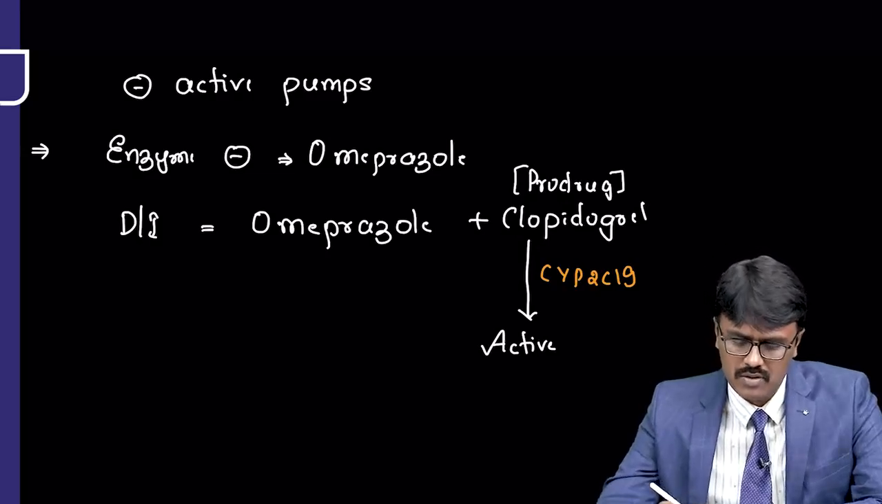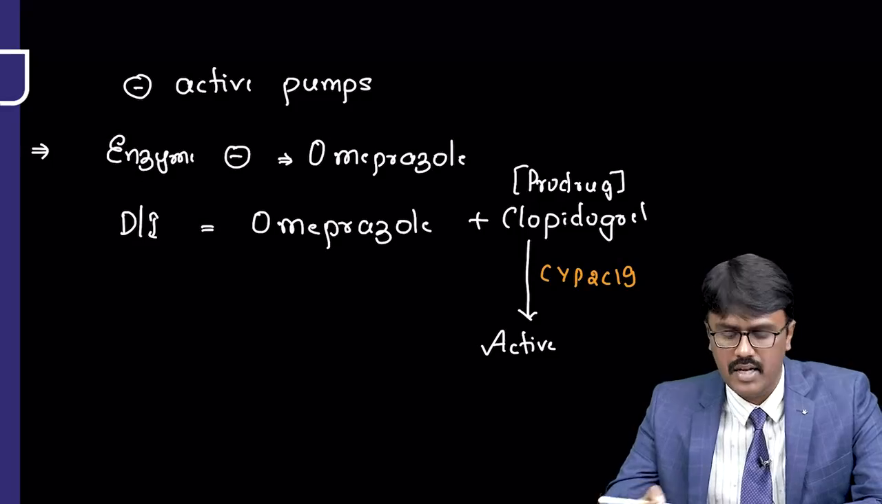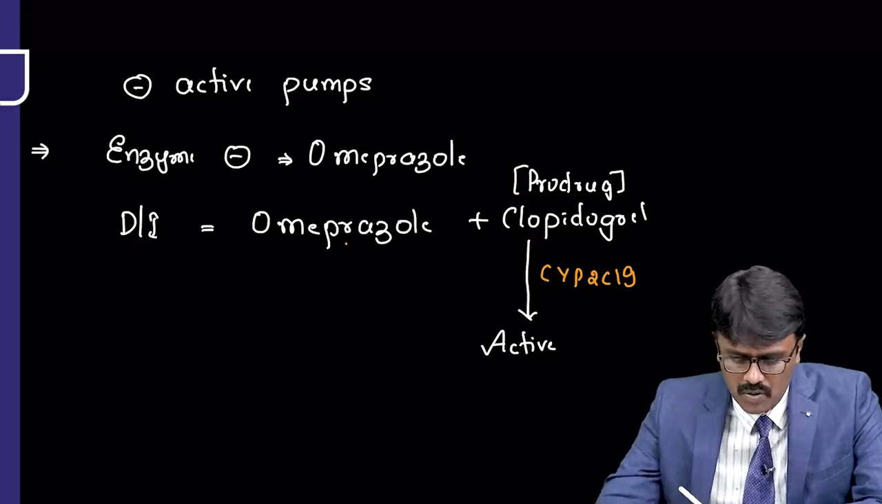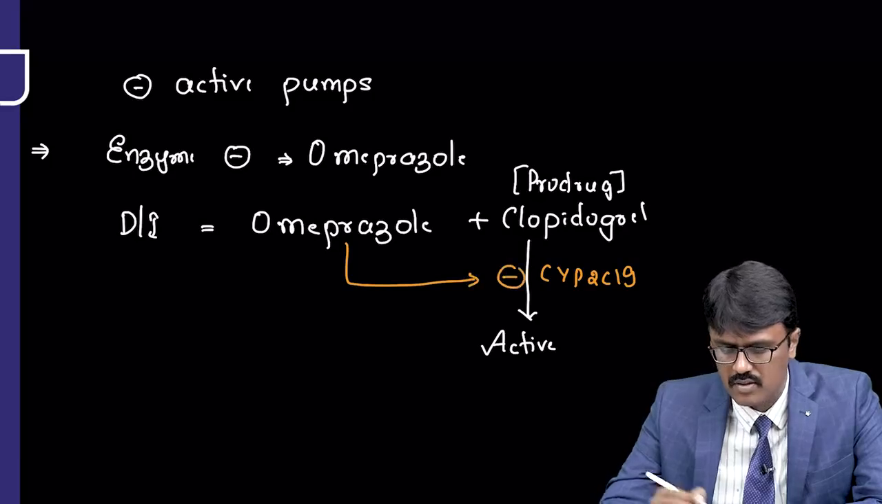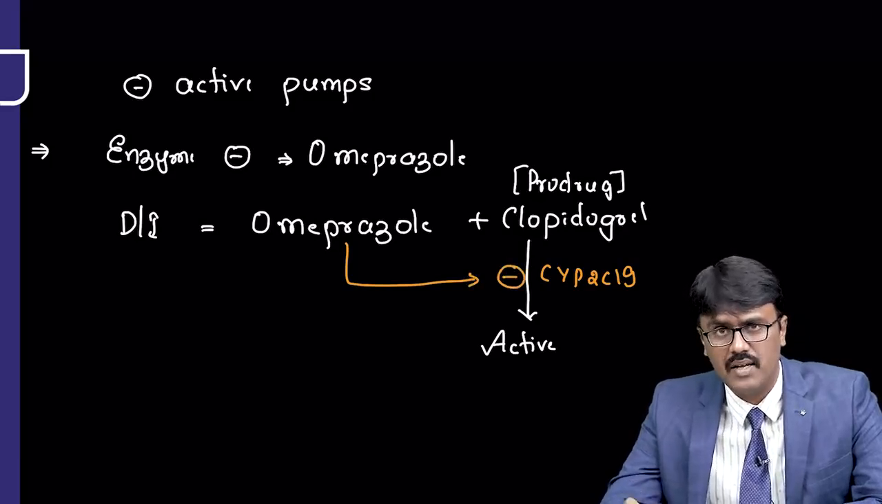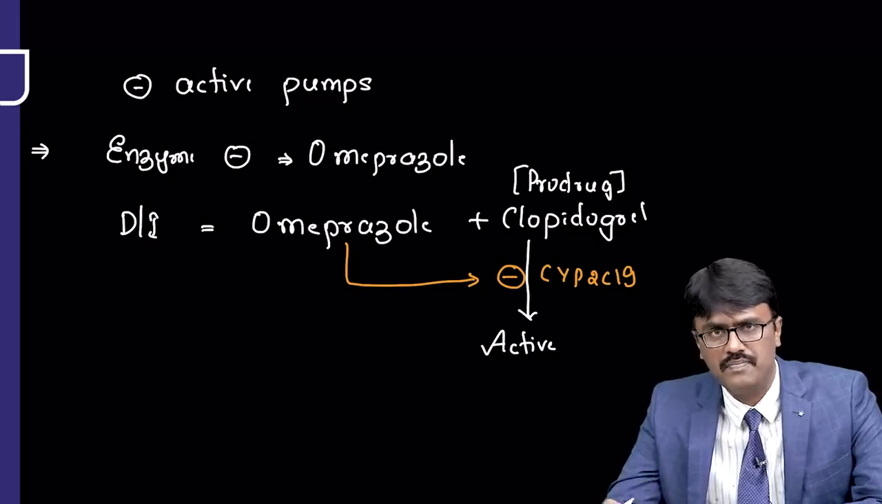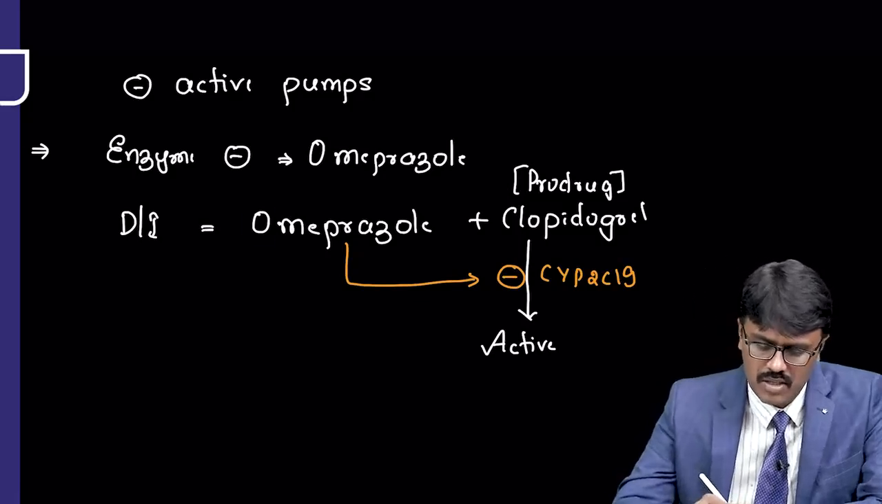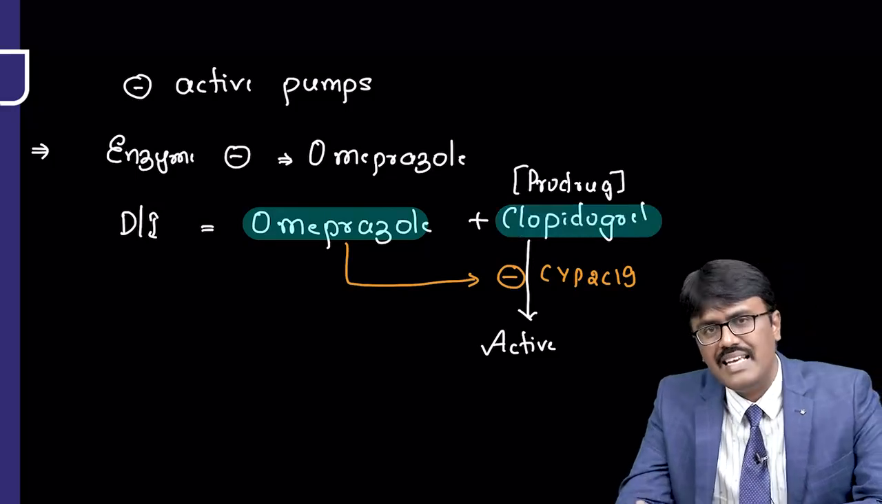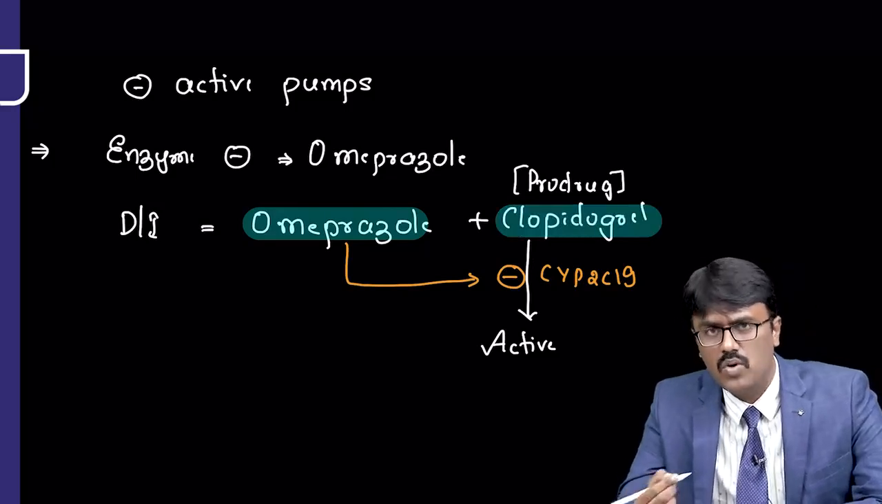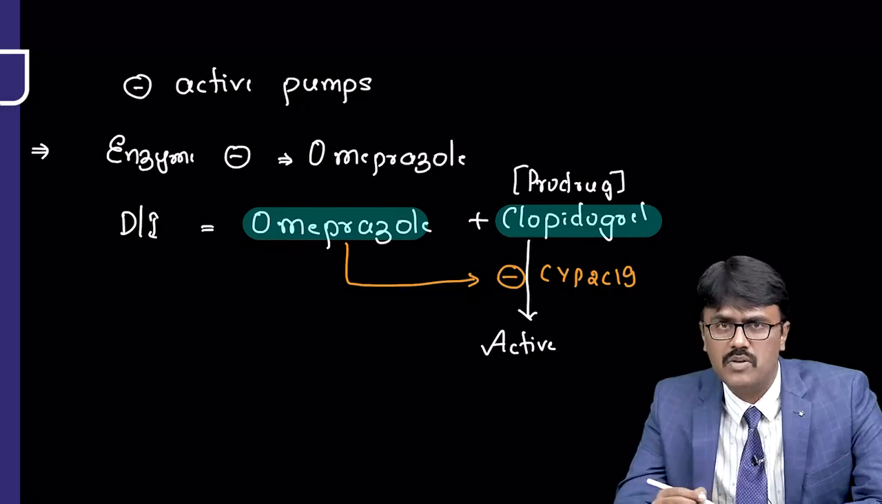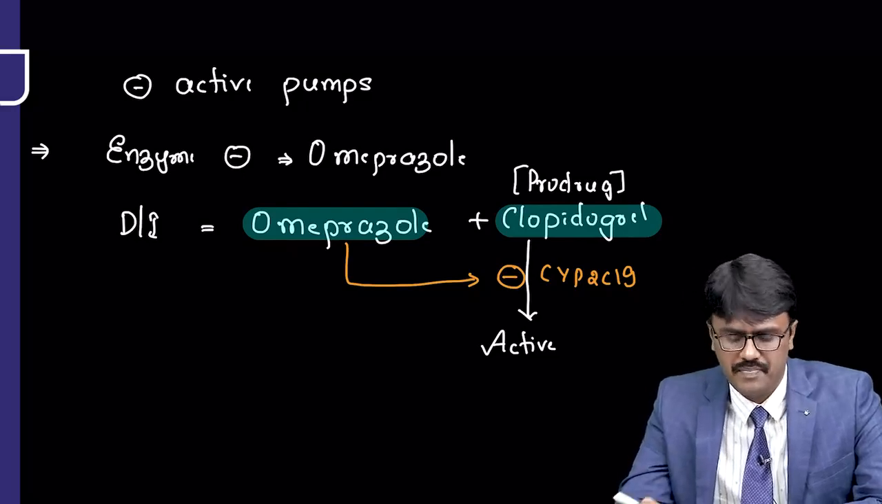Now when I use clopidogrel, it will become active, no problem. But omeprazole is an enzyme inhibitor. It inhibits this. Now you think and tell me, if I give omeprazole and clopidogrel together, what will happen? Clopidogrel will not become active. The patient will not have antiplatelet activity, so the patient may have MI or stroke. That's the reason these two drugs should not be combined. Sir, is this interaction seen with other PPIs? No, it is only seen with omeprazole. Other PPIs you can use, no problem.